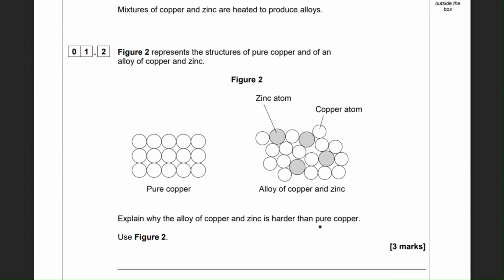This is about alloys. What you have here is the pure copper metal, and you can see that the atoms are all the same size and they're all in beautiful straight lines. And these layers give the metals the property of being ductile and malleable because they can be hammered into shape. The layers can slip over each other, and you can even draw them out into wires. However, the alloy is not in uniform layers. You can see that the atoms are different sizes, and that's why it's not in uniform layers.